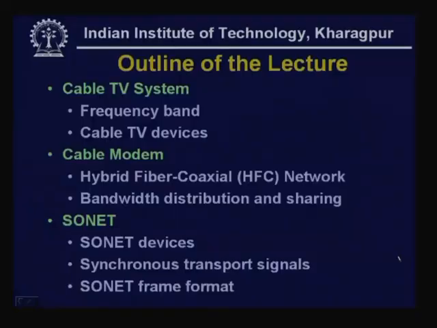So, here is the outline of today's lecture. First, we shall consider the standard cable TV system, the frequency bands used in it, and various devices used in the cable TV system. Then we shall discuss the extension of the cable TV system into a new network known as the hybrid fiber coaxial network, or in short HFC network. We shall discuss how the bandwidth is distributed and how the bandwidth is shared between upstream and downstream data, so that you can have internet service.